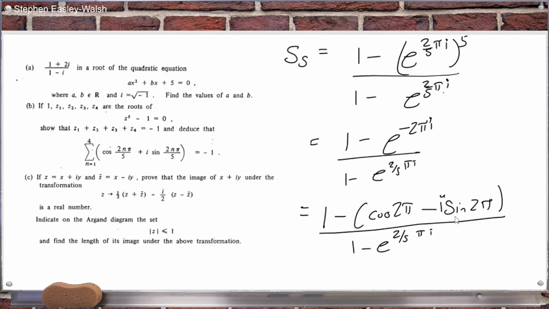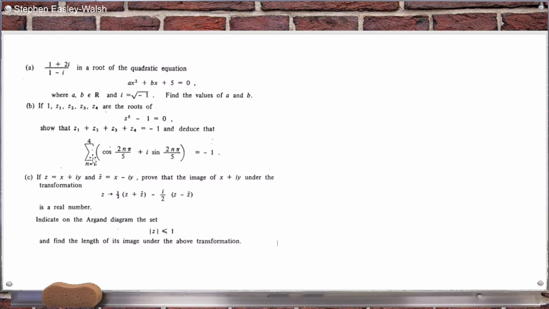Sine of 2 pi is 0, and cos of 2 pi is 1. 1 minus 1 is 0, and the denominator is not 0. So we've proven that the sum of the 5 roots is 0, or equivalently that z1 to z4 sum to minus 1. Okay.